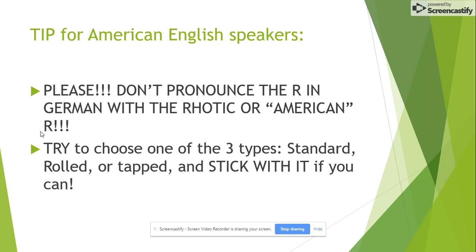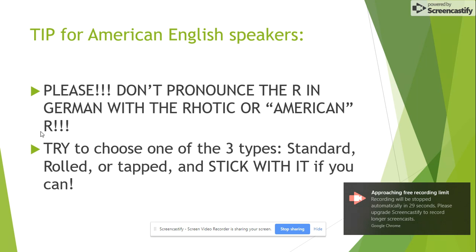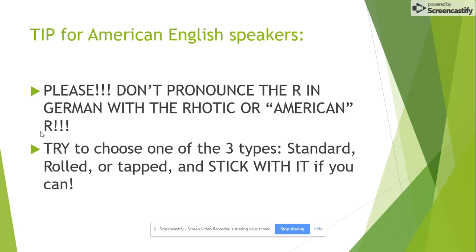And also, if you really speak German, for example, with a rolled R or a tapped R, and your grammar is really good, you will sound like a native speaker, or at least as if you're from southern Germany. So in the next video, I will recite the poem Der Erlkönig in the three types of R pronunciation: standard, rolled, and tapped. And you'll see which one you prefer the most and which one you would prefer to use. All right?